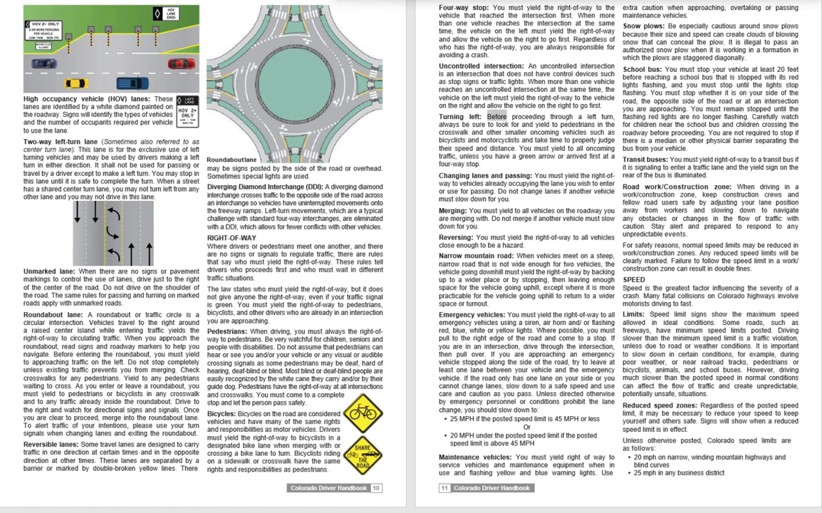Turning left. Before proceeding through a left turn, always be sure to look for and yield to pedestrians in the crosswalk and other smaller oncoming vehicles such as bicyclists and motorcyclists, and take time to properly judge their speed and distance. You must yield to all oncoming traffic unless you have a green arrow or arrived first at a four-way stop.